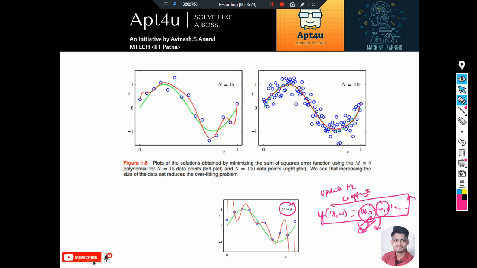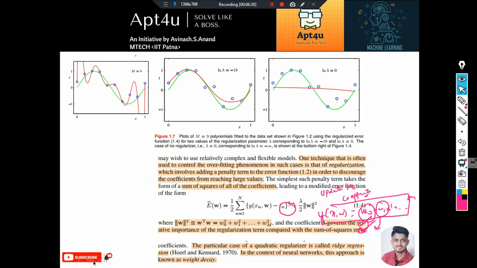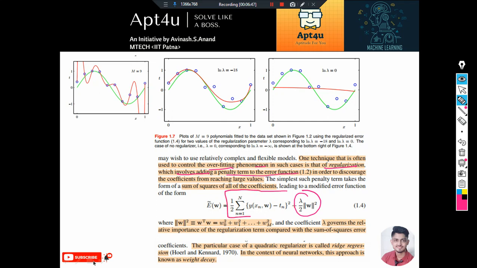We introduced in regularization the penalty term. So what will the penalty term do? Basically, it will try to update the weight coefficients accordingly. So the technique that is often used to control the overfitting phenomenon is regularization, which involves addition of a penalty term to the error function. So this entire thing was the error function, and we just add a penalty term, this term, right?